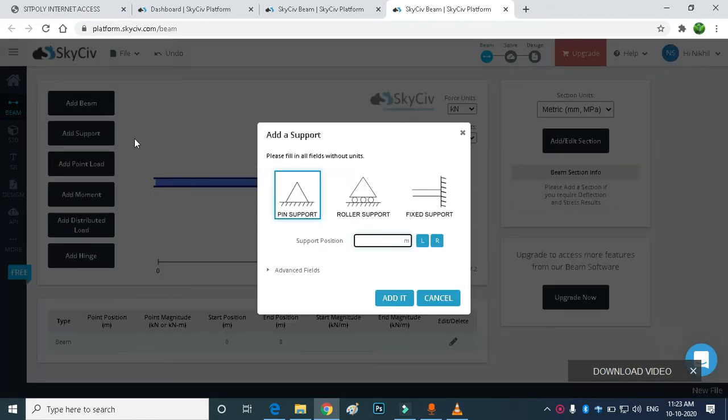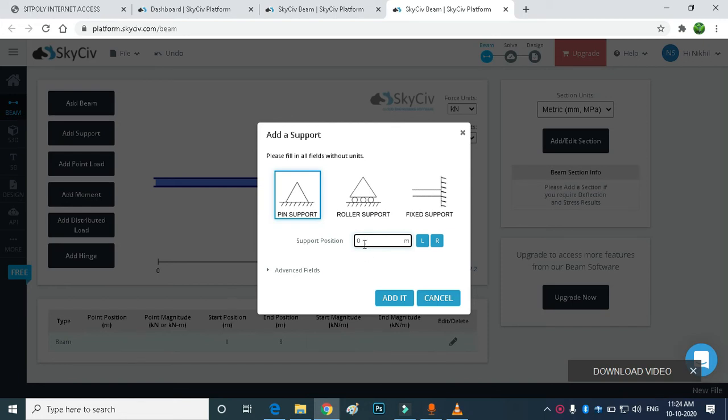I'll click on add support, and three types of support are given over here. We have to just take the pin support. The other two types of support are not in our syllabus. The fixed support is there, but when we consider the fixed support, we call that beam a cantilever beam. So for a simply supported beam, we will consider only the pin support. As this beam is simply supported, the first support will be at the left hand end, so I will put the support position as 0. That means it will be at the start of the beam.